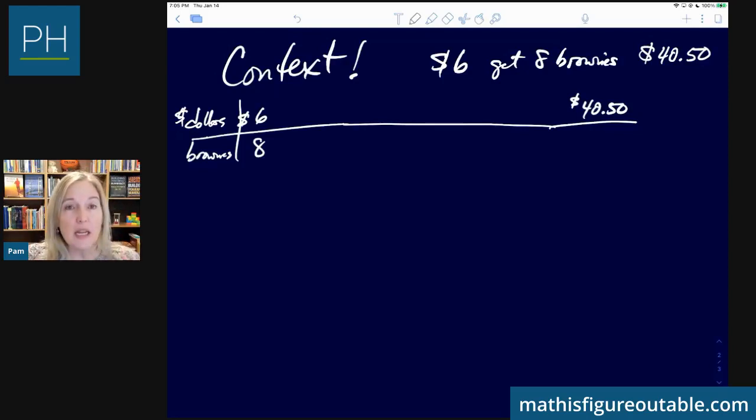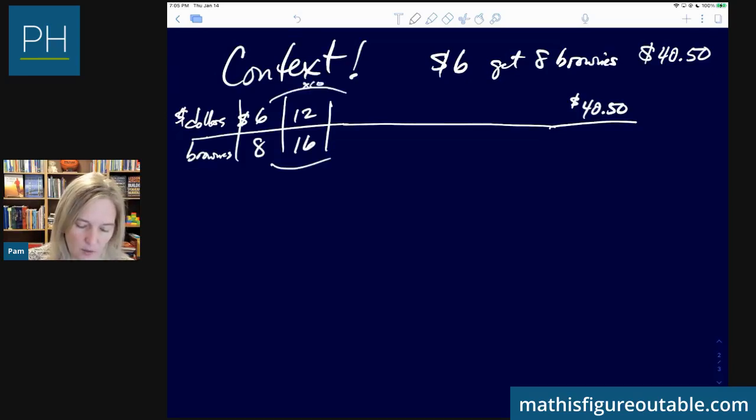So a beginning solver might say, what are some things I know? Now, this is what we want kids to do. We want them to use what they know. A beginning solver might say, well, I can double those. So for $12, I could get 16 brownies. Then they might think a little bit and go, 12, that's not very close to 40.50. What else do I know? Oh, I know I can multiply by 10. So maybe I'll scale by 10. And so if I've got $60, then that would give me 80 brownies. That's too much. Okay. All right.